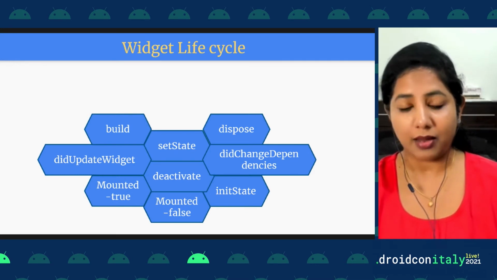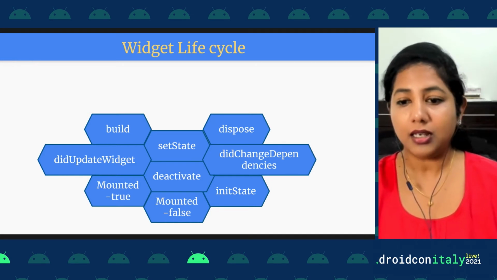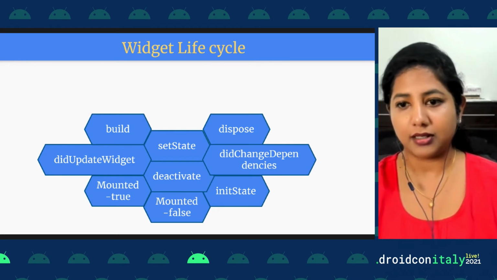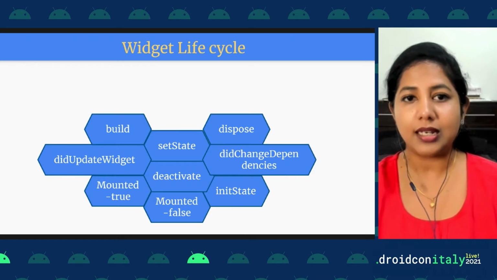initState, I'm sure initState is a very common thing. It's the first method that is called when a widget is created, and it's called only once. That's it. Here you can initialize data and properties, subscribe to streams, change notifiers, and any other objects that could change the data of this widget.